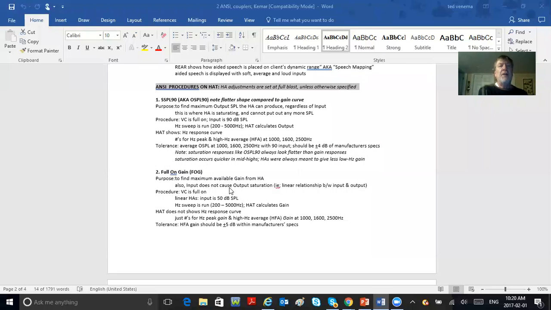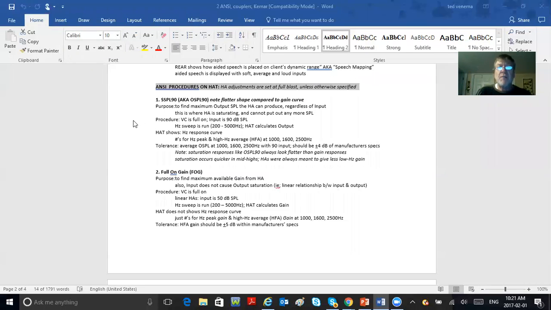So looking at this now, we share the screen again, looking over here, OSPL 90. The purpose was to find the maximum output that the hearing aid could possibly produce, regardless of the input. Where the hearing aid is saturating and it simply can't put out any more SPL. Today we'd say the maximum output of the compression hearing aid, because we don't talk saturating anymore. Saturating is a term that refers to peak clipping in linear hearing aids, but the concept is the same.